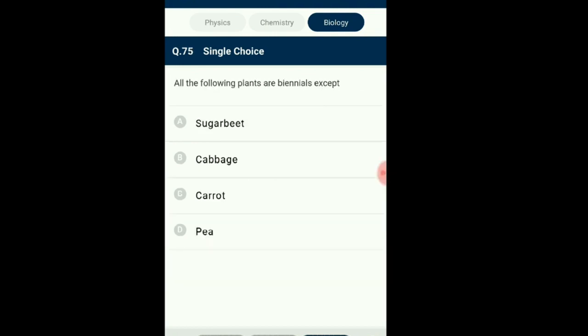Question number 75. All the following plants are biennials except... Biennials are monocarpic plants that flower and die in the second season. Vernalization can help such plants by stimulating in them a photoperiodic flowering response by subjecting them to cold treatment. Some common examples of biennials include sugar beet, cabbage, carrot, etc. Pea is an annual plant which produces flowers once and dies in the same season. So the answer is option D. Except pea plant, the remaining are all biennials.